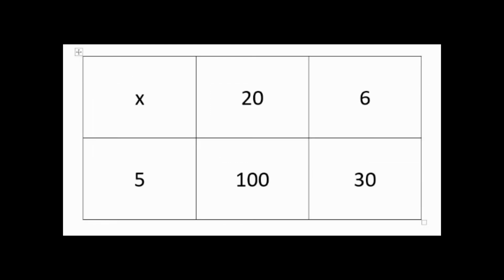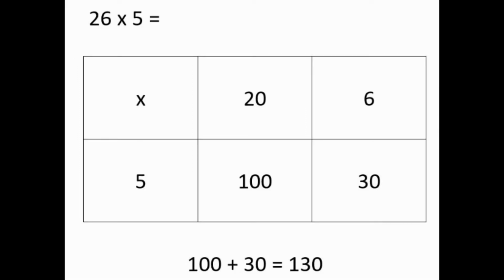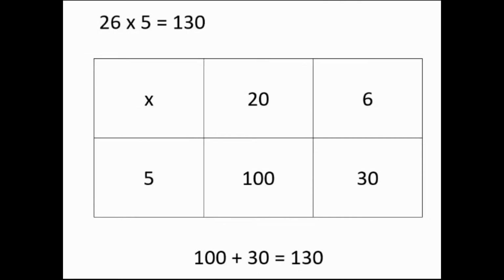So 20 times 5 is 100. 2 5s are 10, so 20 times 5 will be 100. 6 times 5 is 30. Then add those two together. So 100 plus 30 is 130. And again, the next stage is really important. Write the answer next to the question. 26 times 5 equals 130.